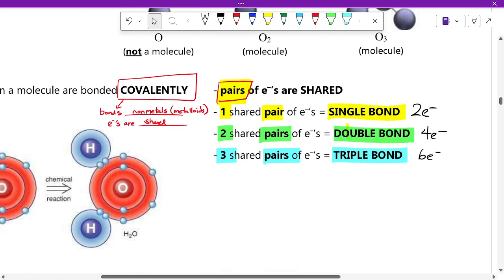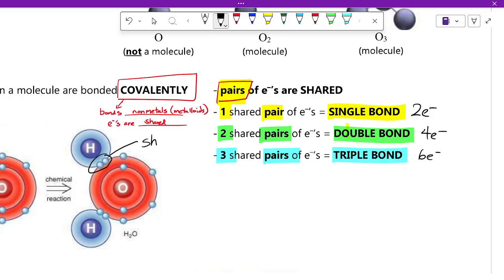So here we have our shared pair. That is a single covalent bond.